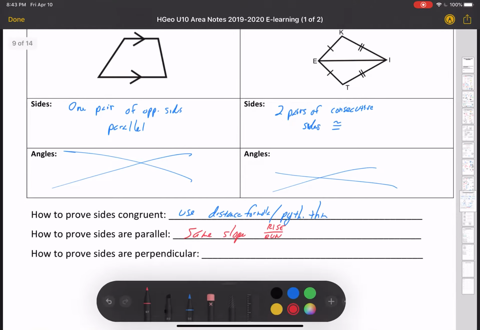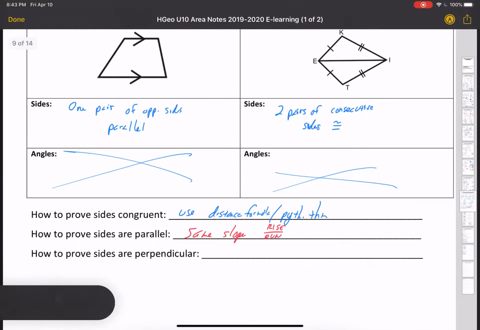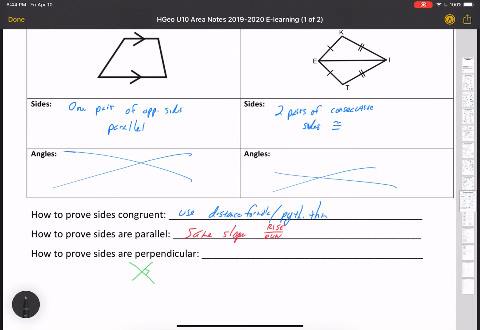How to prove sides are perpendicular. We haven't talked about this this semester yet. We touched on it last semester. Perpendicular sides, when they intersect, create a 90-degree angle. That's going to happen if they have opposite reciprocal slopes. So, for example, if we have a slope of negative 2/3 and 3/2, those are opposite reciprocals, so those are going to be perpendicular. Okay, so let's go through our examples.